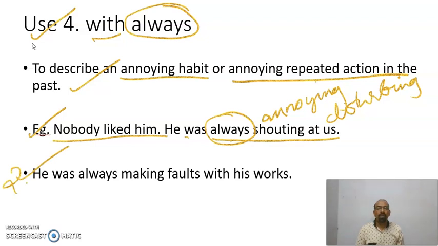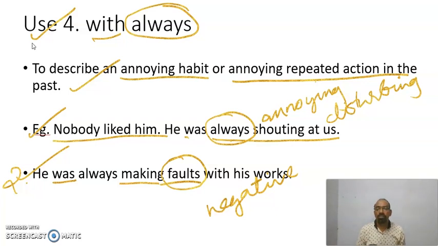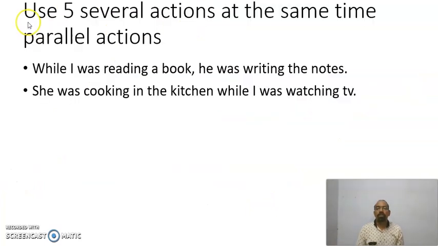Look at the second sentence. He was always making faults with his work. He was making faults. Actually, he was always making faults with his work. This is also annoying in a negative sense. We use the past continuous tense. Use 5.